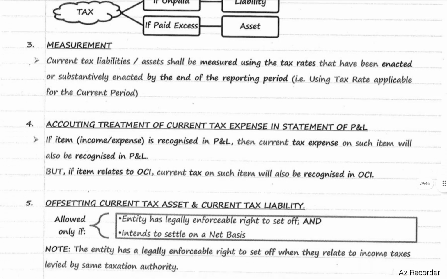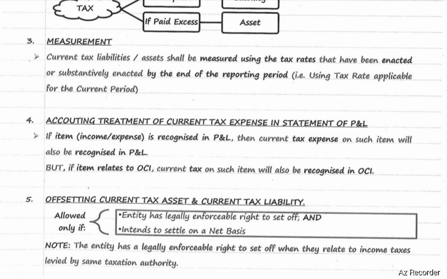Next, accounting treatment of current tax expense in the statement of P&L. If an item of income or expense is recognized in P&L, then current tax expense on such item will be recognized in P&L. But if items are related to OCI, current tax on such items will be recognized in OCI. That means, if income or expense pertains to P&L items, current tax expense should also be recognized in P&L only. If income or expense pertains to OCI, current tax items should also be recognized in OCI.